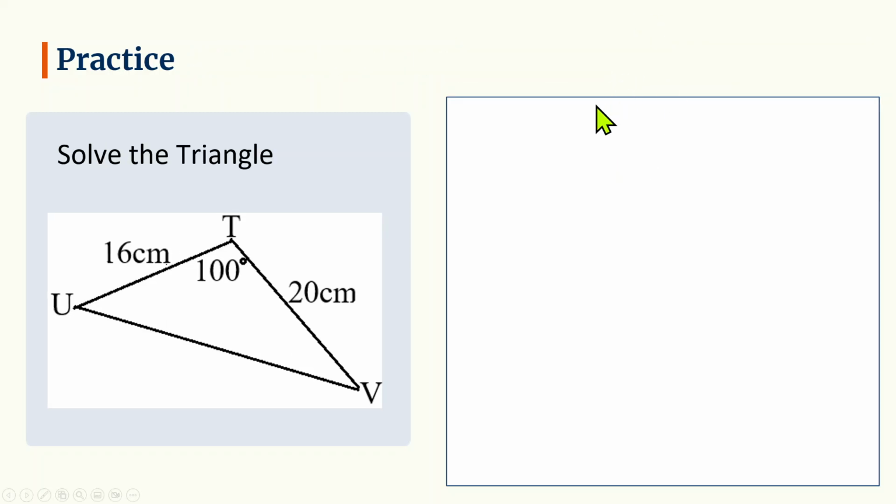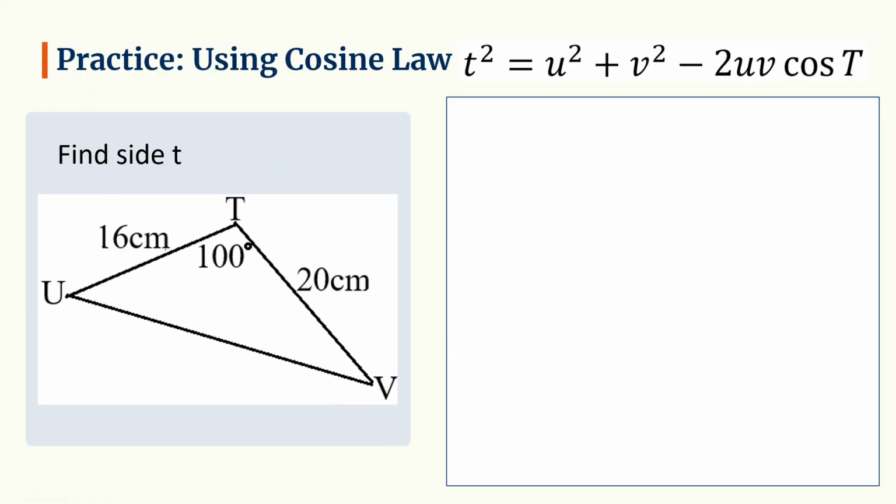So here is what you should have back. This is the version of the cosine law that we're going to use. And so now we're going to sub in what we know. And we know everything except for that little t.